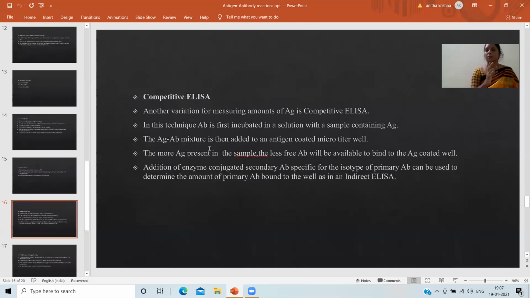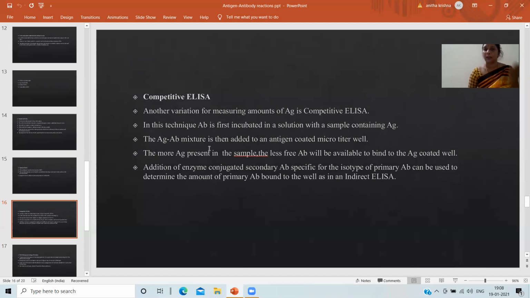Now talking about your competitive ELISA. So competitive ELISA is nothing but another variation for measuring the amounts of antigen present in the given sample. Hence, it is called as competitive ELISA. So in this technique, first what you do is you take the unlabeled primary antibody. So first you take the antibody, and then you incubate this antibody with the serum sample containing antigens, and you allow the antigen and antibody complex to form.